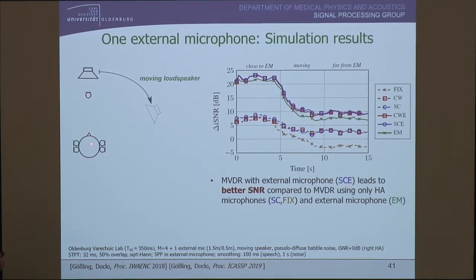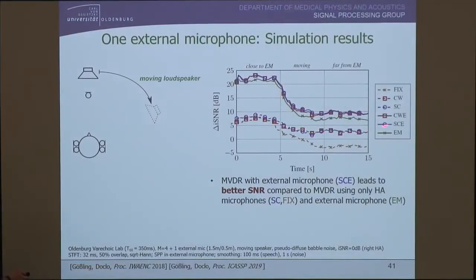Assuming that people don't move their heads. Of course, then you get some SNR improvement if the source is also coming from the front. However, when it moves away, then you even get negative. Also logical. If we then track where the source is, we get a better and a little bit more constant performance when just filtering, so with the dashed line, the hearing aid microphone signals.